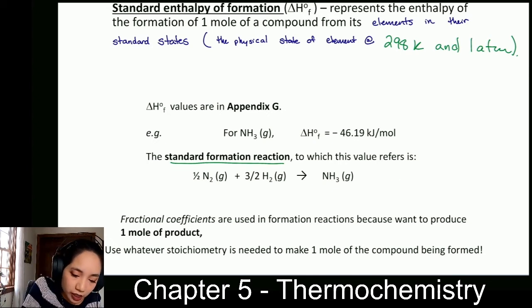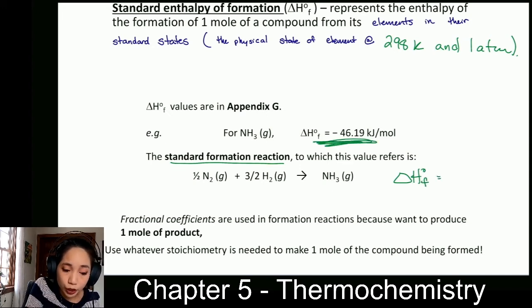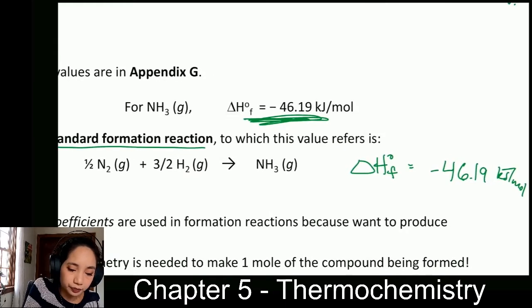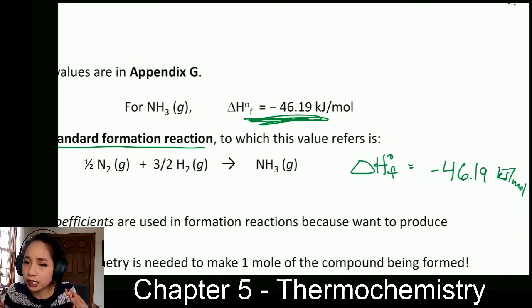So the delta H of formation is given here. So this is what you would see in a textbook. The delta H of formation for ammonia gas is equal to this value. That to form ammonia gas requires negative 46.19 kilojoules per mole, meaning that it requires negative 46 kilojoules to produce 1 mole of ammonia gas. But now remember, this is a reaction, so we have to be able to form what is a formation reaction. So that's what's given here.